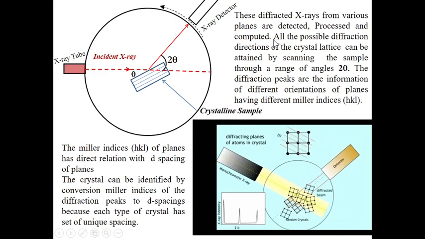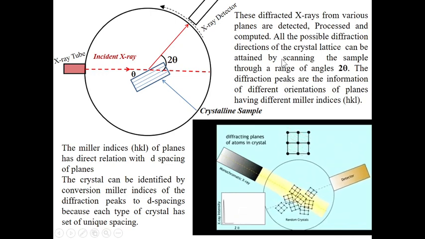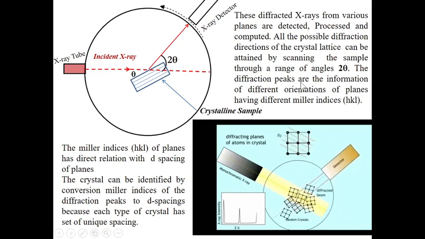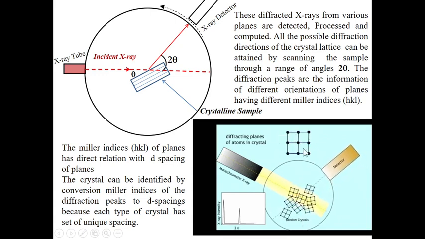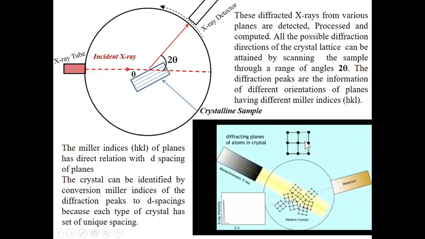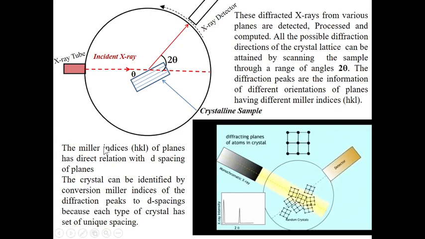All possible diffraction directions of a crystallite can be attained by scanning the sample through a range of angles 2 theta, as I have been discussing. The diffraction peaks carry information about the different orientations of the planes. For the first peak, these orientations of the planes, and for the second peak, these orientations of the planes have been detected. So the diffraction peaks are the information of different orientations of planes having different Miller indices, and the Miller indices of the planes have a direct relation with the d-spacing of the planes.